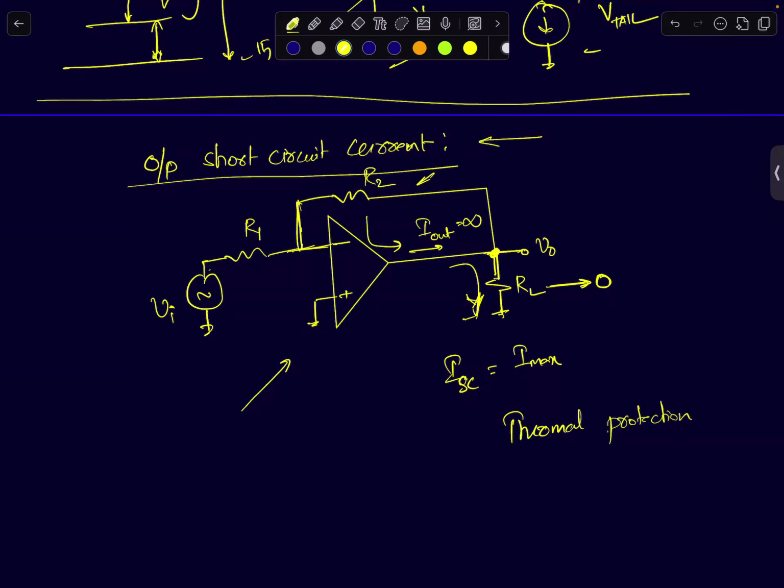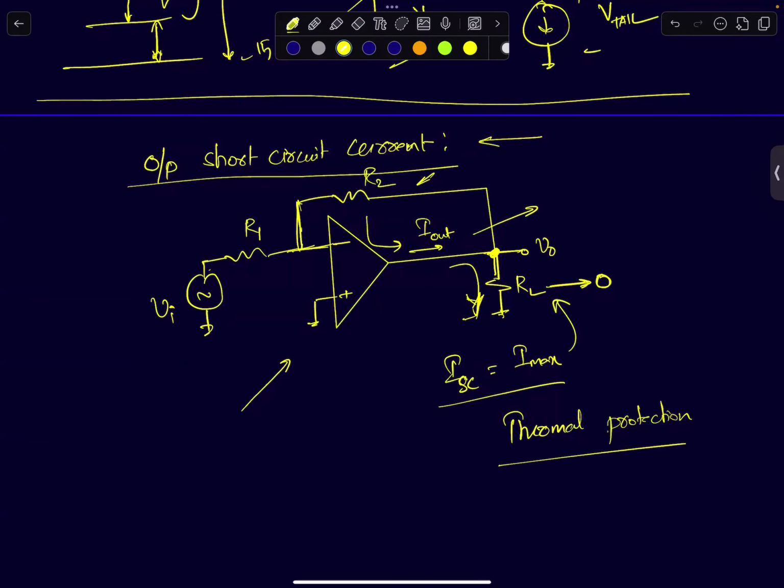Losses mean more heat, and your op amp can be damaged. More current means more losses, more heat, and heat will generally damage the chips. For safety reasons, they will normally limit your output current to a certain maximum value. That is called output short circuit current. It is mainly for thermal protection. And the maximum current, how do you measure that?